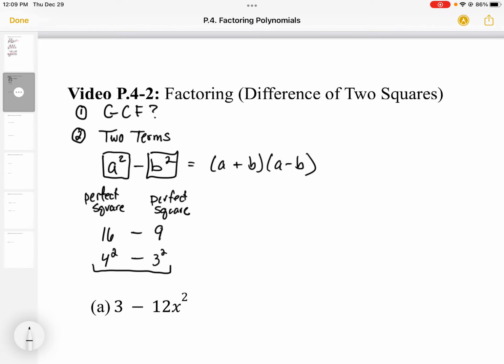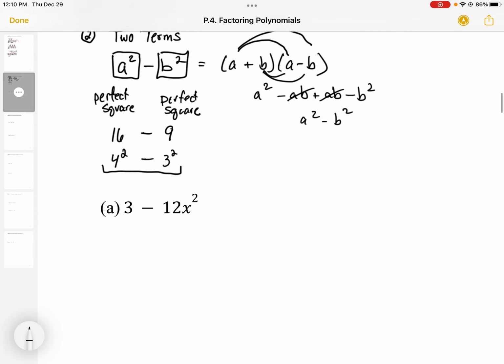Now let's just see why that works. If we multiply this out, we get a squared minus ab plus ab minus b squared. Those two terms cancel each other out, and you're left with a squared minus b squared. So you can see that the right side, a plus b times a minus b, is equal to the left side, a squared minus b squared. So let's look at an example.